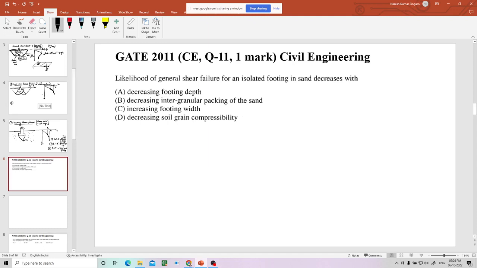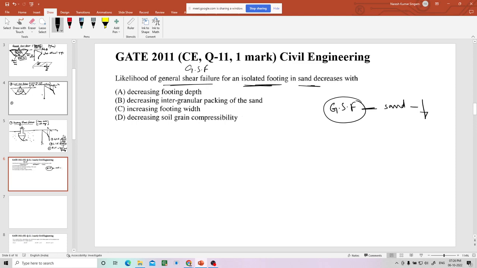Let me go through again. See, the likelihood of general shear failure for an isolated footing in sand decreases with. So what is it? The likelihood means the probability of general shear failure in sand decreases with, meaning you should not have general shear failure. That is the meaning of this. So likelihood means the probability of GSF in sand.